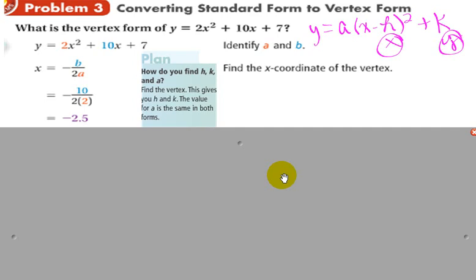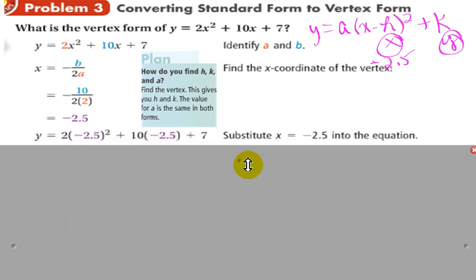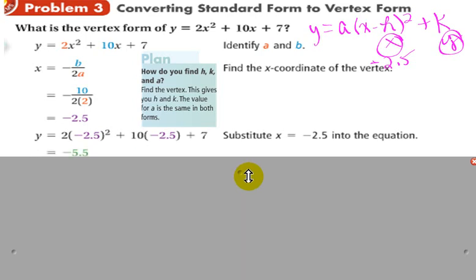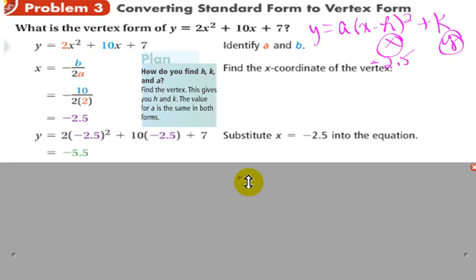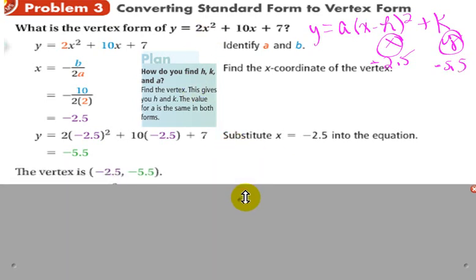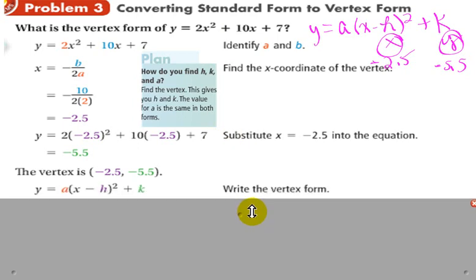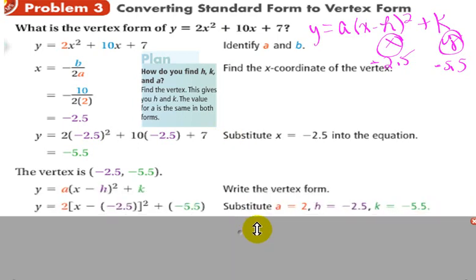So that's going to become our h, right? So it's going to be negative 2.5. I'm just going to write it underneath there. Now plug that back in and get your y, and we're going to substitute that for our k. So when you plug in negative 2.5 into the original formula and solve, you get negative 5.5. So now there's our negative 5.5 is going to become our k. Now substitute those new values in. That's our vertex. Oh, we have to get our a value also.